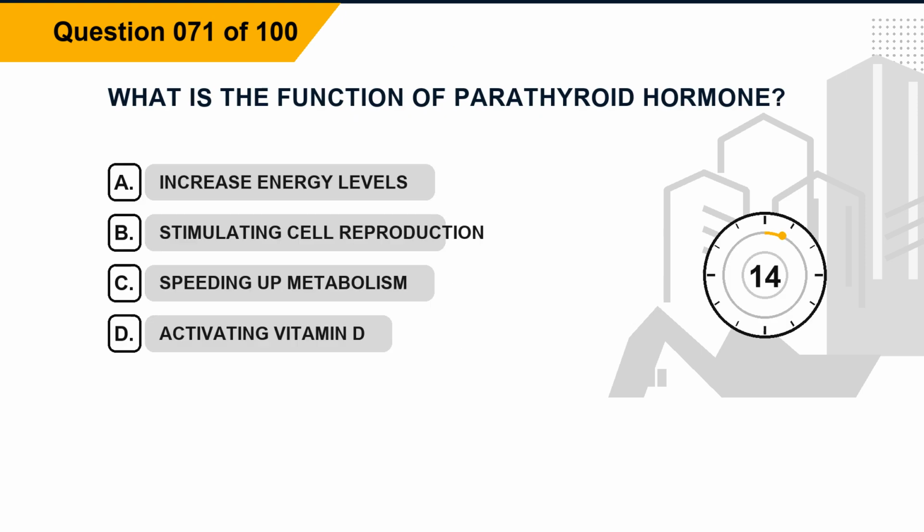Question 71. What is the function of parathyroid hormone? Option A, increase energy levels. Option B, stimulating cell reproduction. Option C, speeding up metabolism. Option D, activating vitamin D.